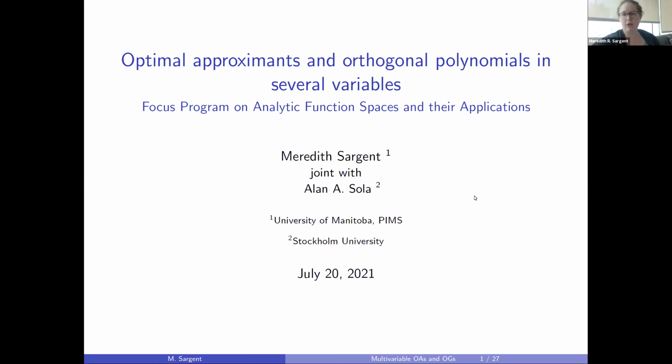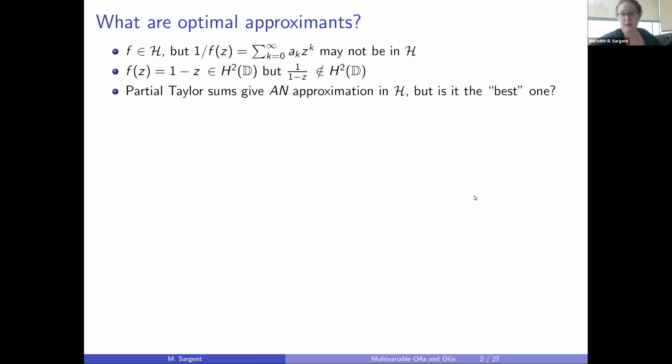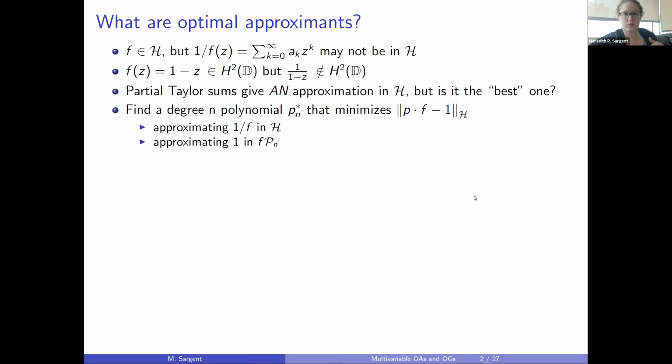So you can do partial Taylor sums, Calc 2 style: write out your Taylor sums and lop off the first however many terms. But this might not give the best approximation, and we have to be careful about what we mean by best here. When I say best, I mean best in norm. So I'm going to try to find a degree n polynomial that minimizes this norm. You can think of this as approximating 1 over f, but you could also think of it as approximating 1 in f times Pn.